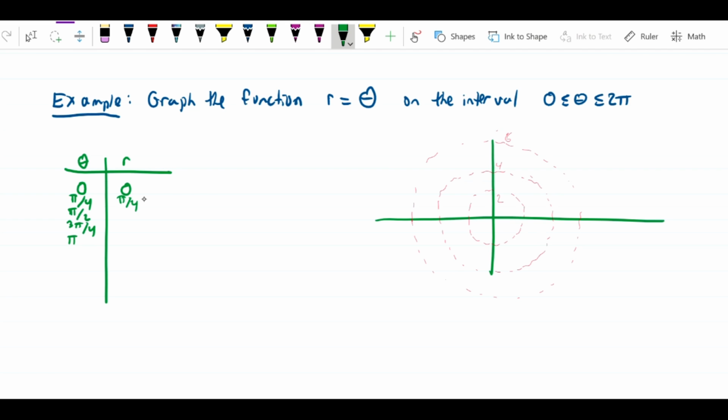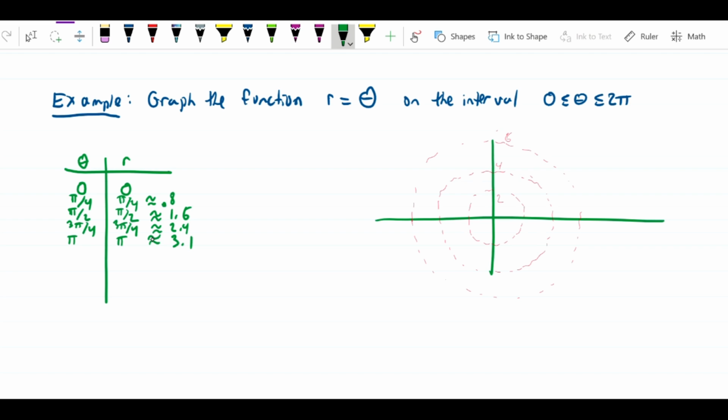Just to get some scale, I'm going to convert this to decimal. We don't really emphasize decimal conversions, but just to give you some idea of where we are, this is approximately 0.8. For pi over 2, the exact value of r is pi over 2, but that's approximately 1.6. At 3 pi over 4, that's approximately 2.4. And at pi, the exact value of r is pi, but its approximate value is 3.1. Normally we don't deal in decimal approximations, but since we're trying to graph this, it's useful to write these approximate values.